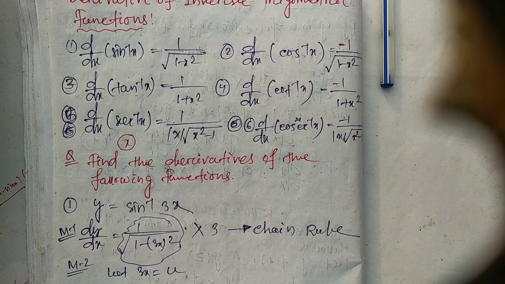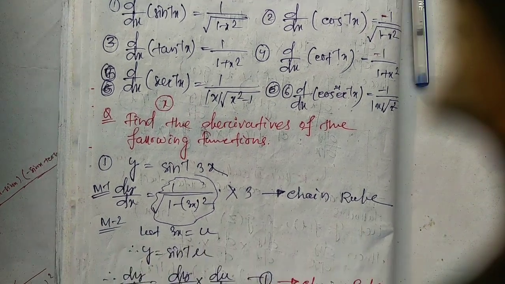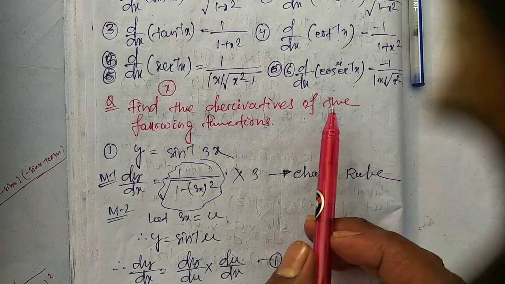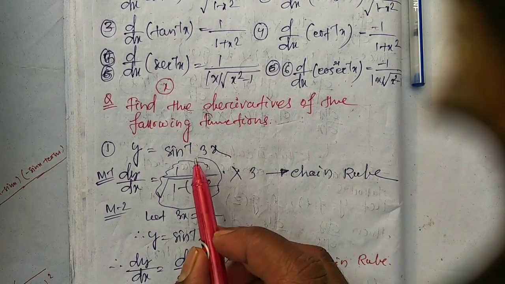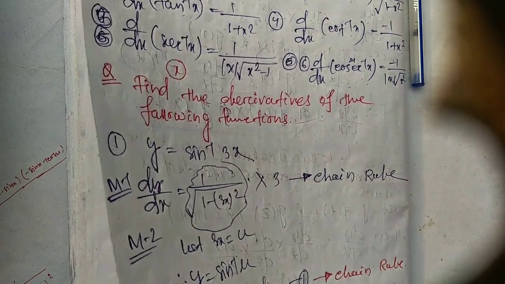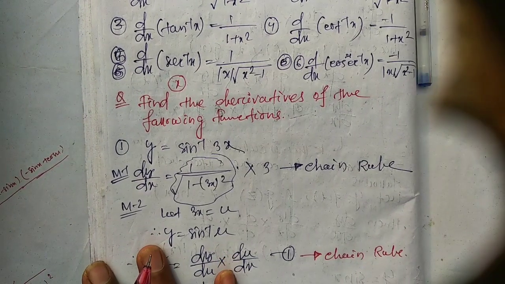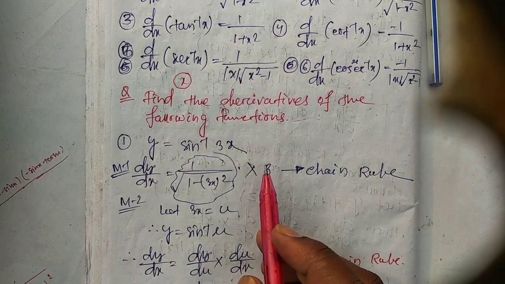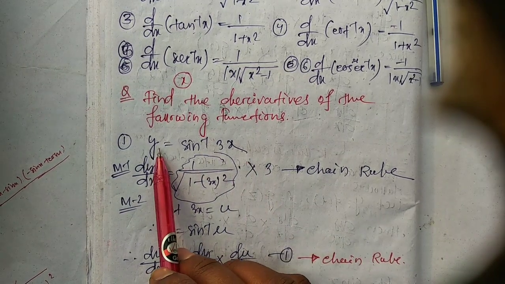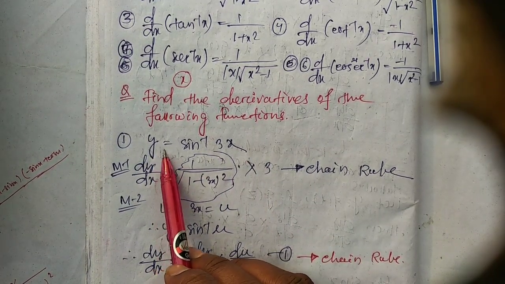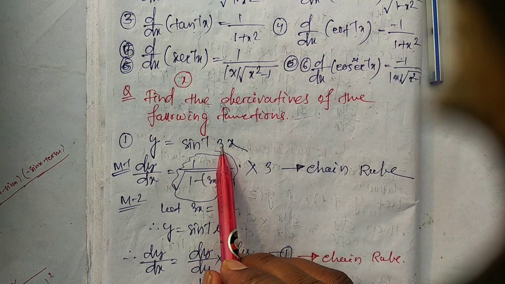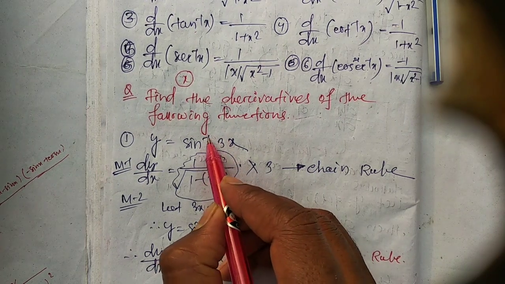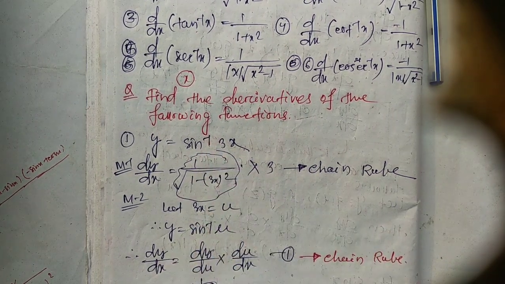Okay, so let's solve a few problems. Here, find the derivative of the following functions. Every function here will be an inverse trigonometric function. That's why this is named as derivative of inverse trigonometric function, or ITF. Here, what is the function? y is equal to sine inverse of 3x. Inverse means it is an inverse trigonometric function.